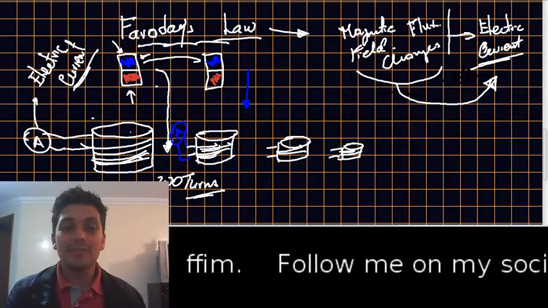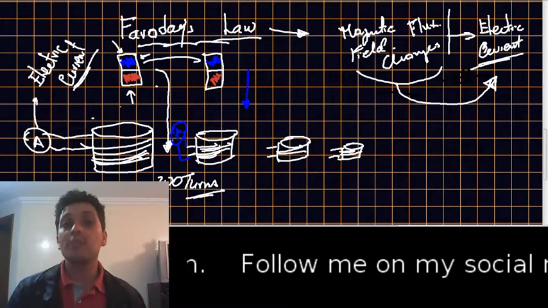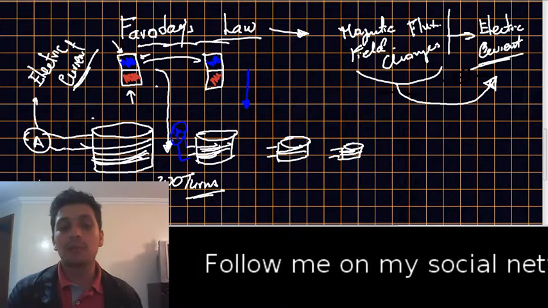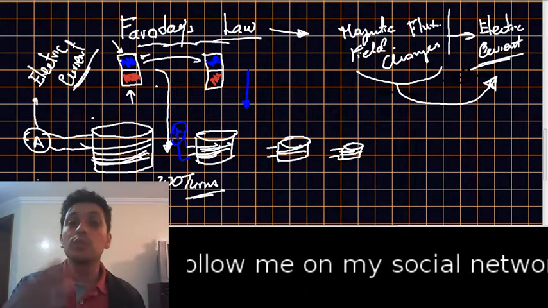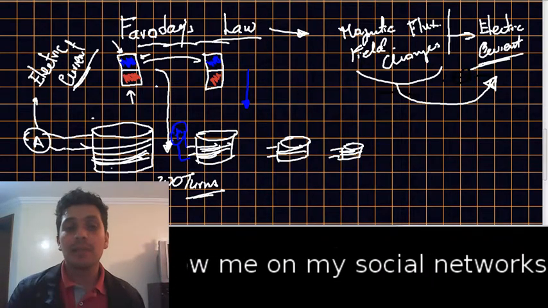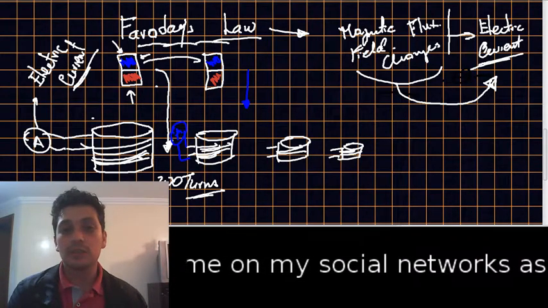If you have this magnet here and you don't move the magnet, nothing is going to happen to the ammeter. The ammeter is not going to measure anything because we're not changing the magnetic field that crosses the surface, this surface here.